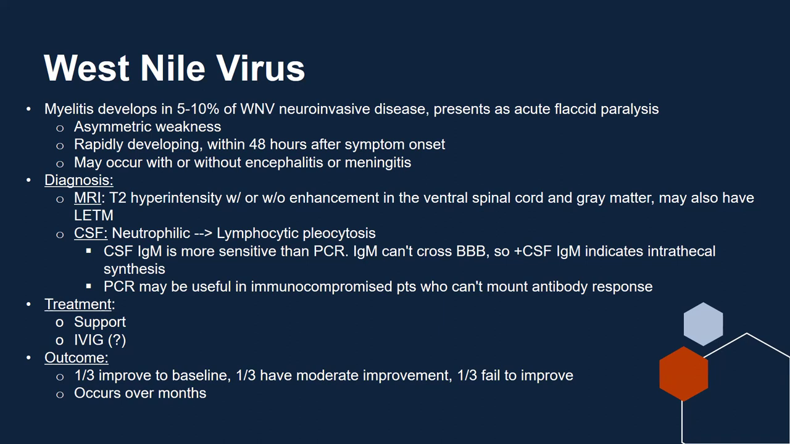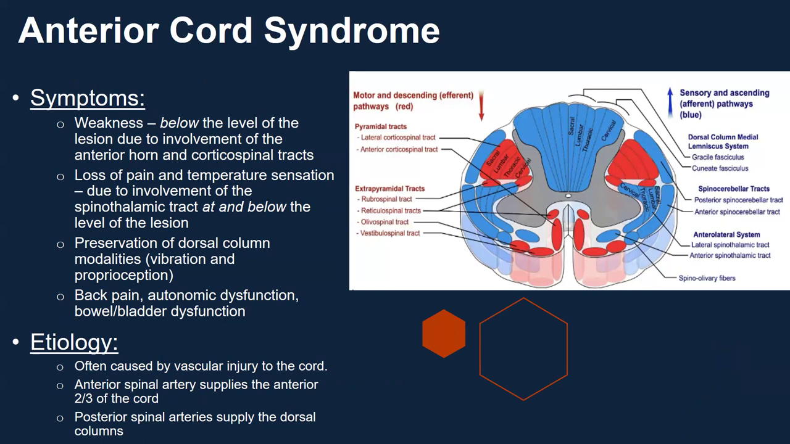So that was all anterior horn syndrome, and now we'll talk about anterior cord syndrome. In anterior cord syndrome, the patient will present with weakness below the level of the lesion due to involvement of both the anterior horn cells as well as the lateral corticospinal tracts. In addition, there will be loss of pain and temperature sensation at and below the level of the lesion due to involvement of the spinothalamic tracts.